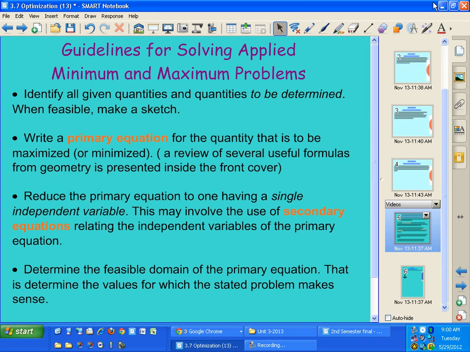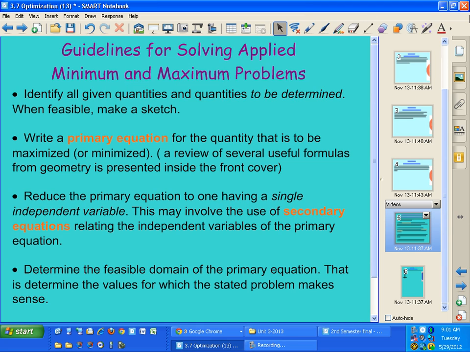Are we trying to solve for a maximum of volume? Are we trying to find a minimum of area? It just depends on what's given in the problem, and it's a matter of reading through the problem and figuring that out. And then there's always going to be a primary equation, and the primary equation is the one that we are going to maximize or minimize.